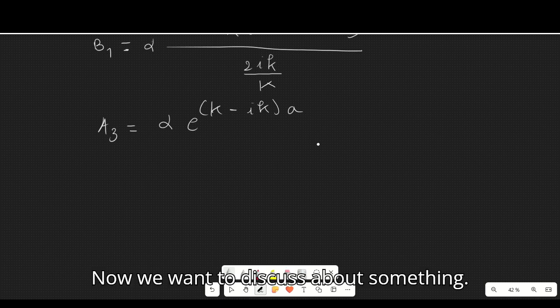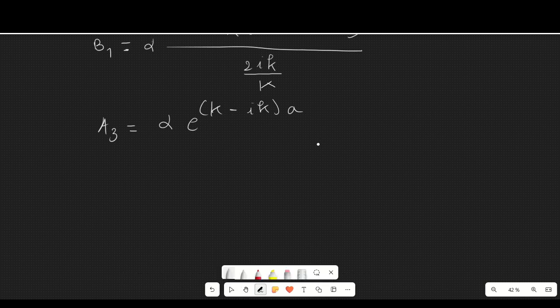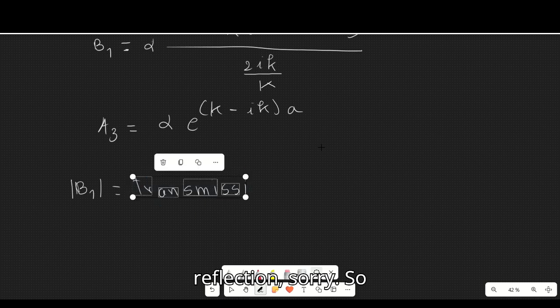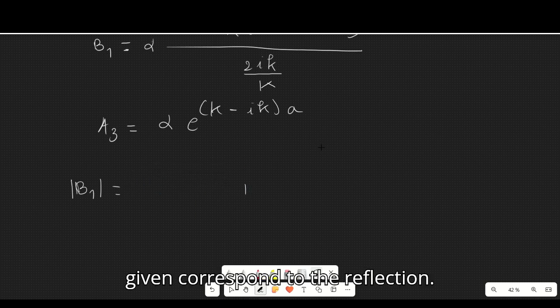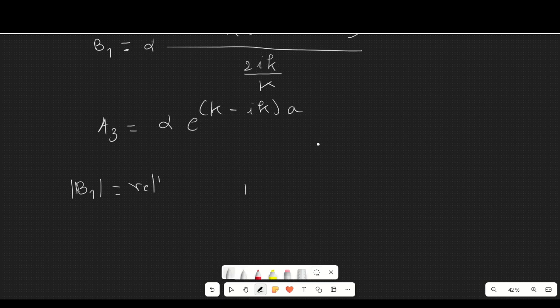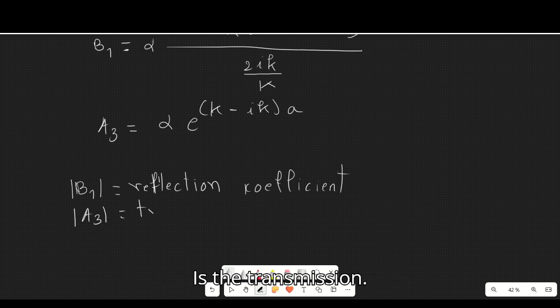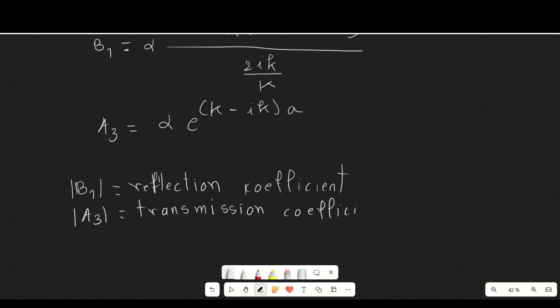Now we want to discuss something. So the coefficient b1, the modulus of the coefficient b1 corresponds to the reflection coefficient, and the modulus of a3 is the transmission coefficient. You can call them R and T.